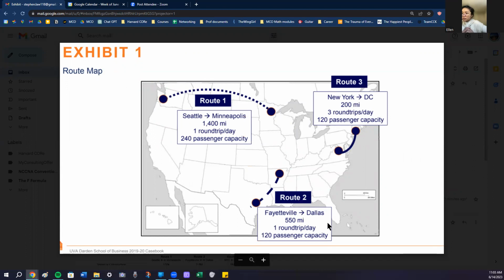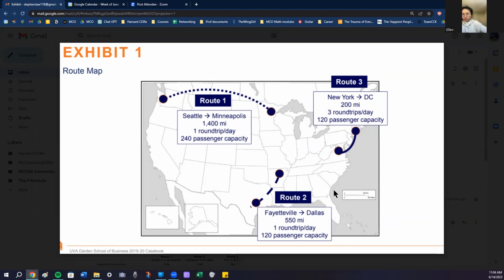And then for route 3, we have 3 round trips per day. So that would be multiplied by 6, because there's six trips per day. So that would be 396. 6 trips per day. So that'd be around 40,000. $40,000 per day.